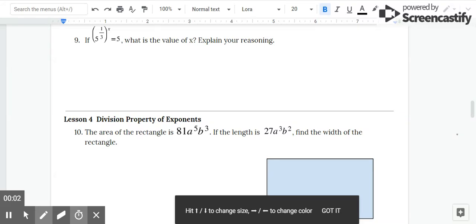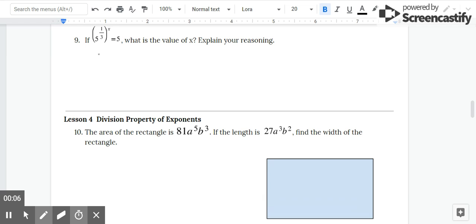Number 9, we went over this question in the lesson. So we have powers here, exponents. If you raise to another power, then you multiply n and m. So you multiply those two exponents together. I already explained why it's going to be like this, so you may go back to the lesson.